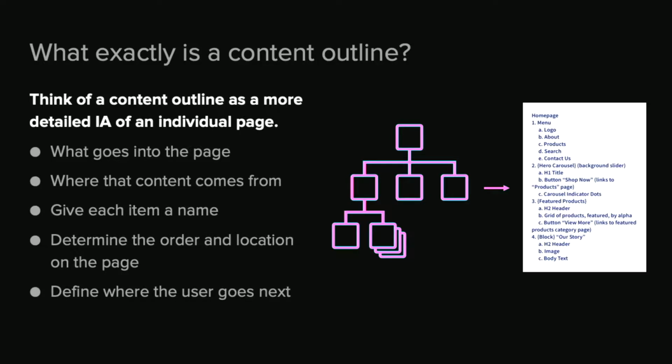And what exactly is a content outline? I like to think of it as an even more granular level of the information architecture that's created for each defined page. So if an IA defines the tiers of pages, how they're organized, and what their subpages are, then a content outline defines what sections of the content belong in each page, what hierarchy, and what are the subsections within each. In essence, you want to define all of the components that go into a page, indicate where that content comes from, give each item a name, and determine the order and location on the page, plus define where the user goes from there.